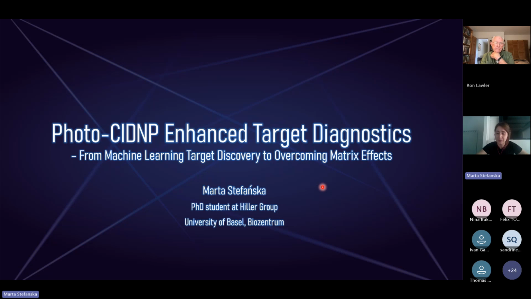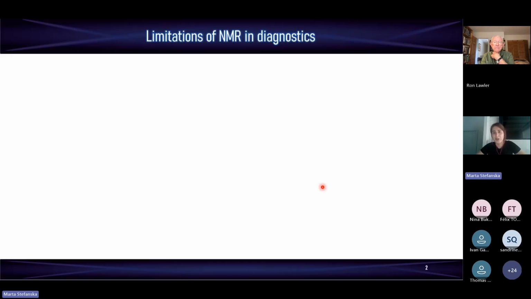So I think that in this group, I don't really have to convince anybody that NMR is a really great technique that has a lot of applications and gives you quantitative results. It's very stable, and with NMR, we basically can identify all the components of our sample by looking at specific fingerprints. However, its application in diagnostics is quite limited, and this is because NMR faces a lot of limitations.